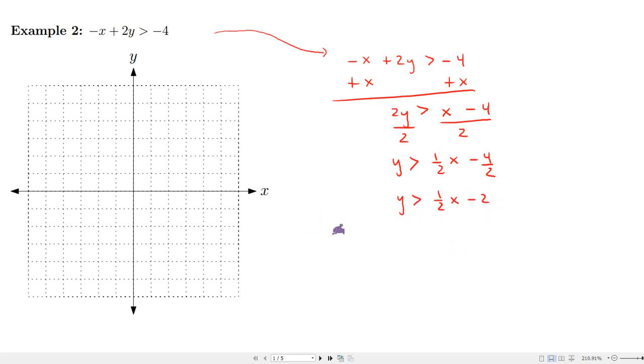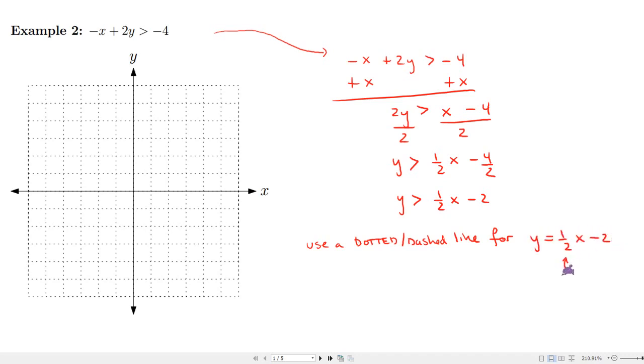Okay, so then are we going to use a dotted or dashed line or a solid line? Since this is greater than but not greater than or equal to, we will use a dotted or dashed line for y equals 1/2 x minus 2.